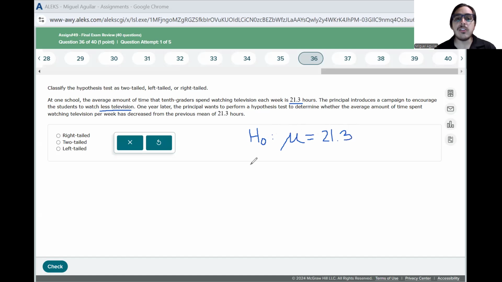But then the alternative, for lack of a better phrase, is the hypothesis that we kind of want to occur, the one that we want to be true based on the experiment that's being conducted. And so if the principal has implemented a program to encourage students to watch less TV, then we expect after that study has been conducted that the mean will now be less than 21.3.